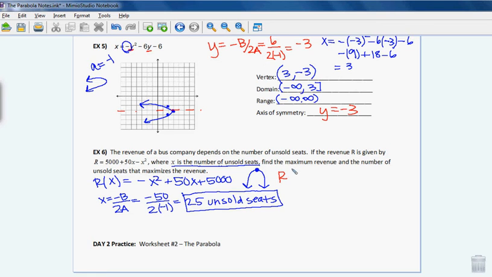Okay, so my revenue of 25 seats is going to be negative, and we're going to plug in our 25 squared plus 50 times 25 plus 5,000. Okay, so now if I plug all of this into a calculator and add it all together, I should get that my revenue is $5,625. So I found the max seats, plug that in, I find my maximum revenue.